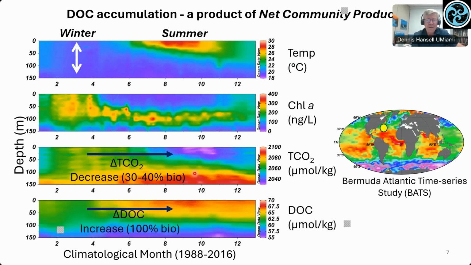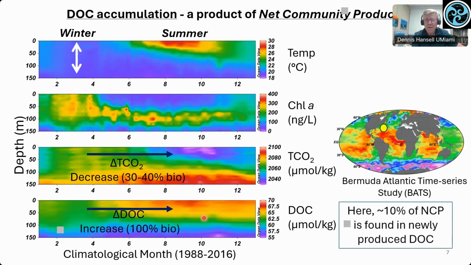And while that is happening, dissolved organic carbon is one of the products of the net community production in the system, right? So again, the 3 products of net community production would be DOC accumulation, POC accumulation, and POC exported as sinking particles. Okay, so that is what's going on globally. In this site, it's about 10% of the net community production that is found in newly produced DOC.